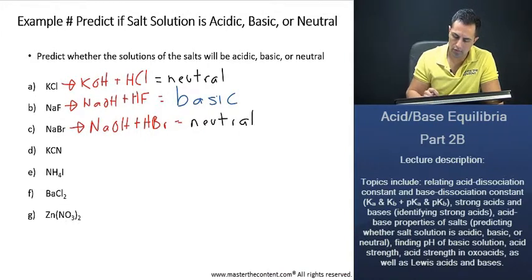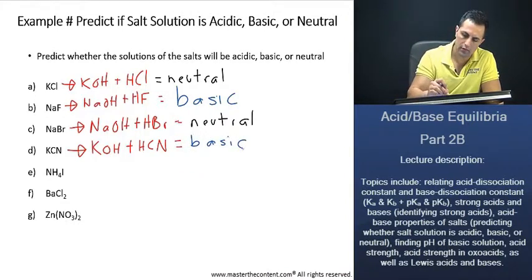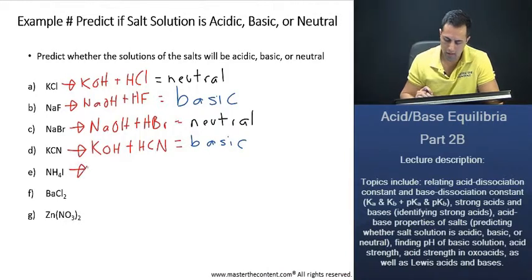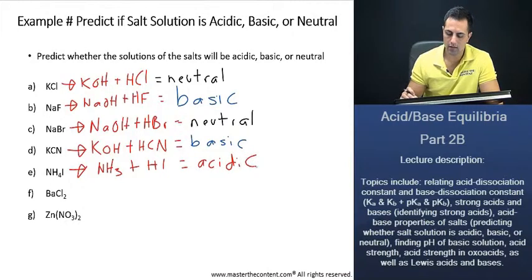Wonderful. Now if we take a look here at potassium cyanide, the salt potassium cyanide is formed from the strong base potassium hydroxide plus hydrogen cyanide, which is a weak acid. So here we'll have another basic solution. Great. Next we have ammonium iodide, and that salt is formed from the weak base ammonia plus the strong acid hydrogen iodide. Thus, this solution is going to be, you guessed it, acidic.